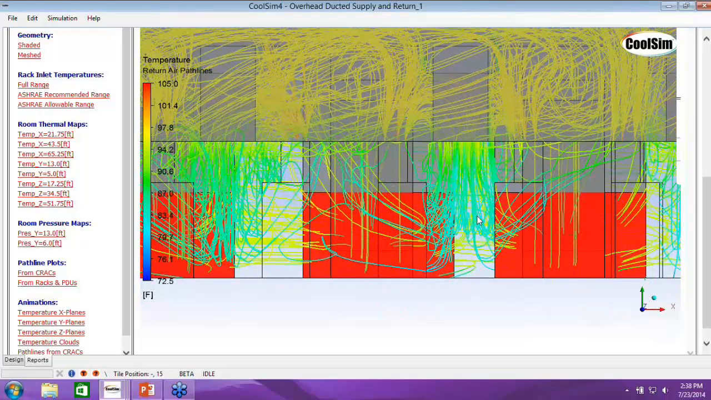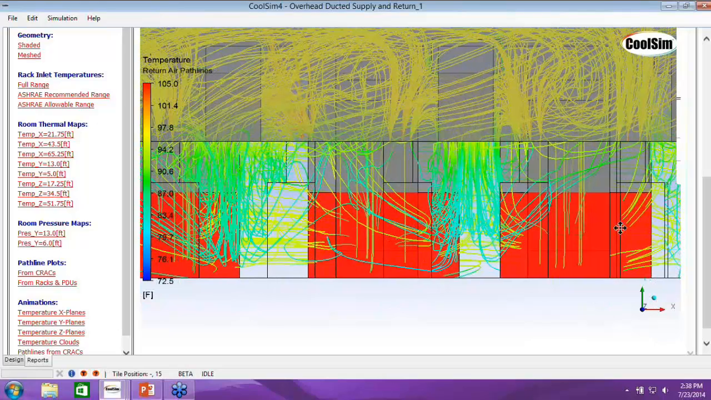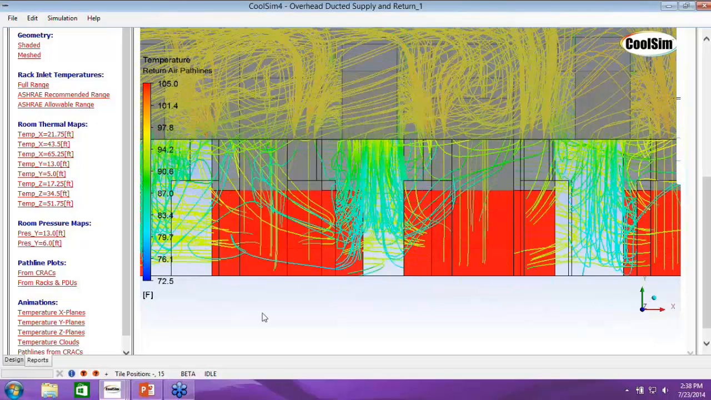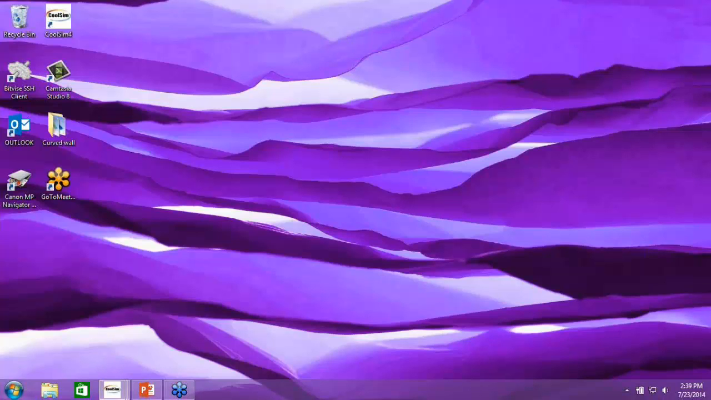I'm only showing return path lines here. There should be no return path lines that far down. The fact that they're that far down in the room suggests that I've got problems. Why are they there? Why are they coming down?